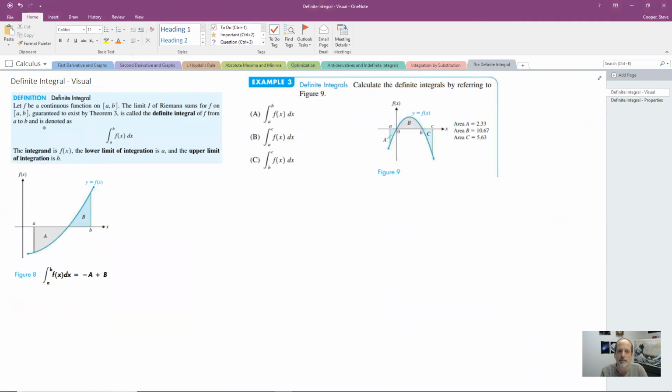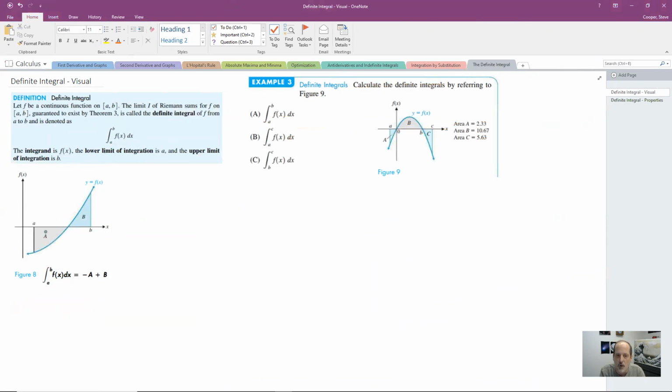Okay, we've already said that for a continuous function from a to b, the limit of Riemann sums of f on [a, b] is guaranteed to exist. It's called the definite integral, and it's denoted as the integral from lower bound a to upper bound b of f of x times dx. So the integrand is f of x, and the lower limit is a, and the upper limit is b. Now, we said that it calculates the area under the curve, or the area between f of x and the x-axis.